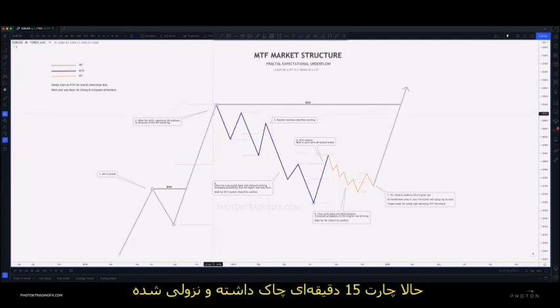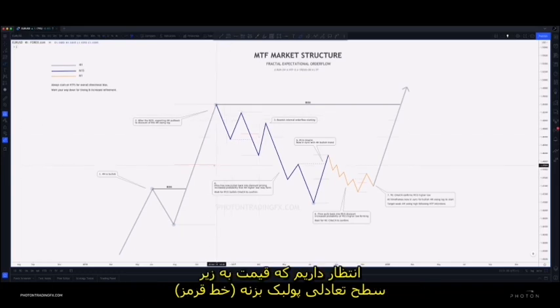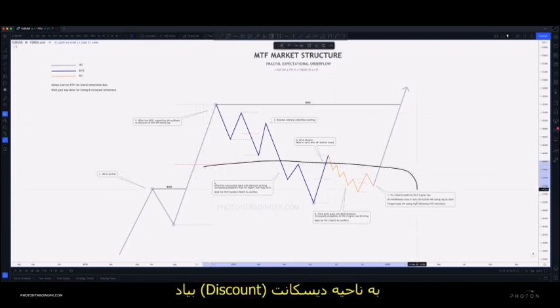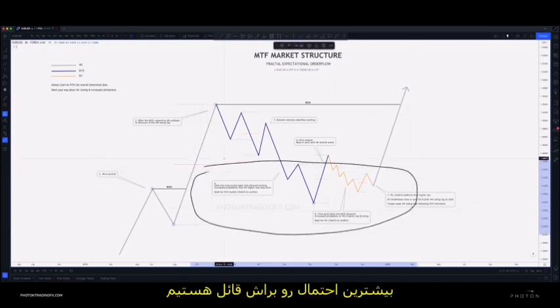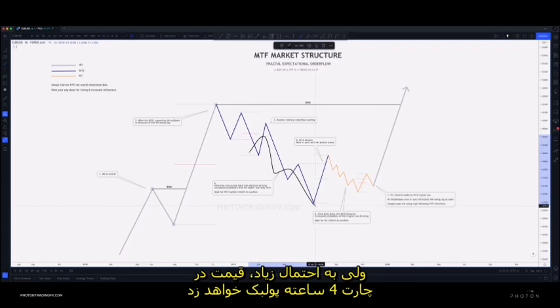So now the M15 has changed character and the M15 is bearish. The 4-hour chart is now likely pulling back. We can expect price to pull back below the equilibrium, below this red line, which is the equilibrium of this swing move. So down anywhere into the discount pricing. That is where it's most likely, or the highest probability, doesn't have to, but most probability where price will pull back on the 4-hour chart.